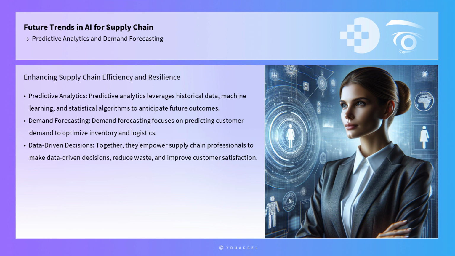Predictive analytics leverages historical data, machine learning, and statistical algorithms to anticipate future outcomes, while demand forecasting focuses on predicting customer demand to optimize inventory and logistics. Together, they empower supply chain professionals to make data-driven decisions, reduce waste, and improve customer satisfaction.